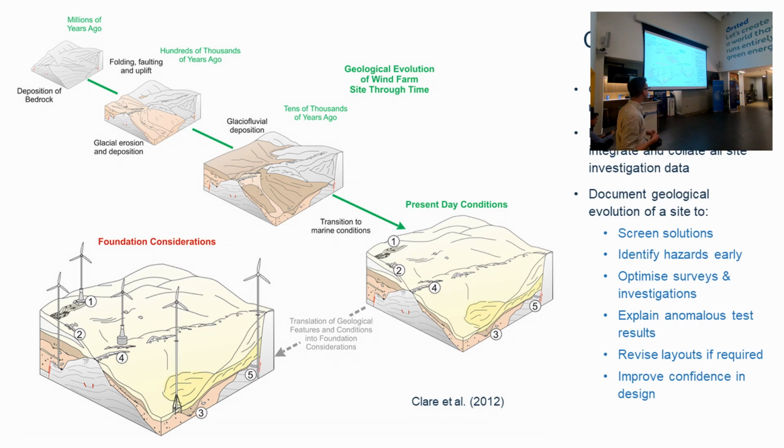So ground models take many forms. There's a compelling need to integrate effectively all of the expensive data that you're gathering. And for me, the ground model should allow you to screen solutions, identify hazards early, provide a good communication tool to explain the variability across a site, use the geology to explain potentially anomalous geotechnical test results, to rapidly update layouts if necessary, and improve confidence in design, particularly if you need to provide information for, say, jackups away from where you have performed a CPT or a borehole.